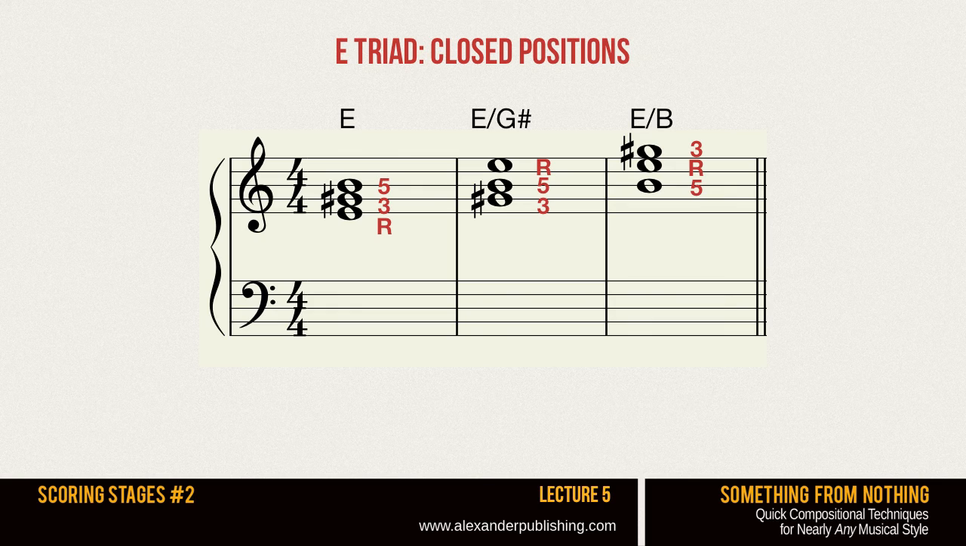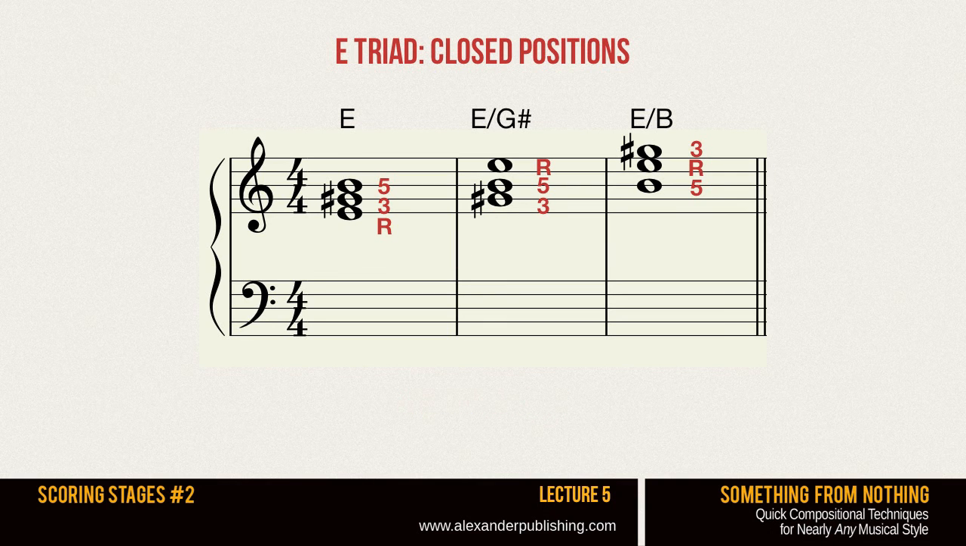The first triad is in root position, meaning that the E is the bottom pitch, otherwise known as the fundamental. The second triad is E over G sharp. It's called the first inversion. It means that the third of the chord is the bottom pitch.